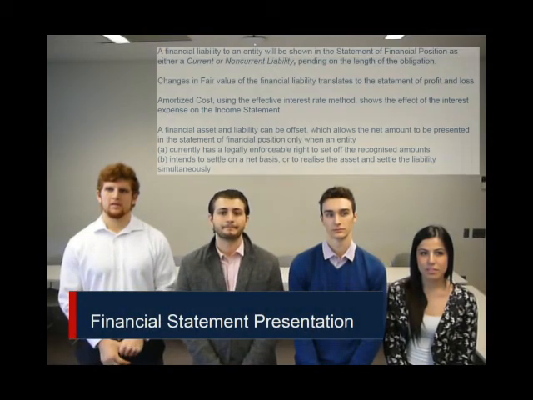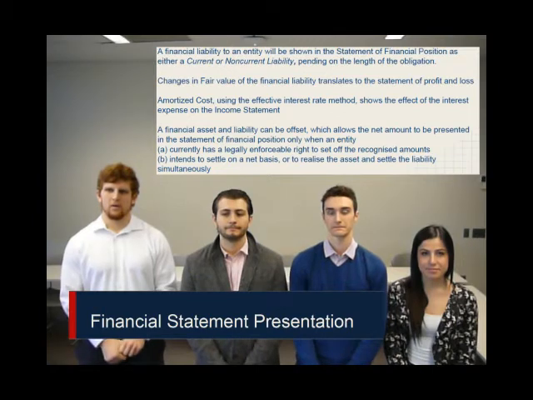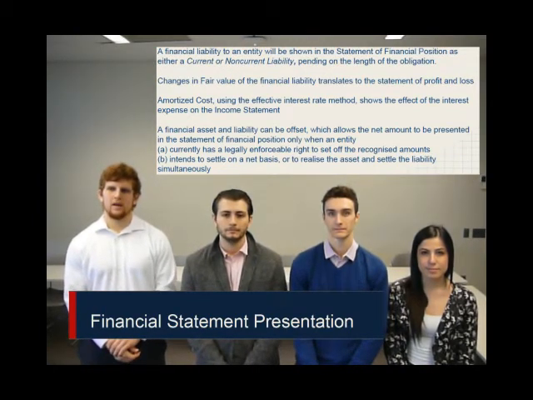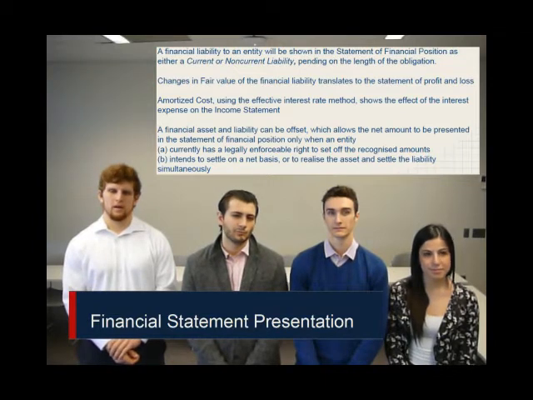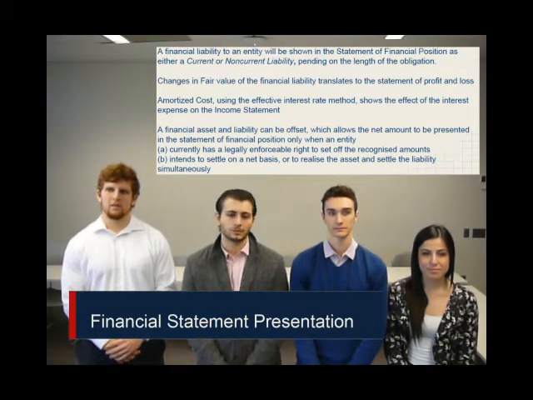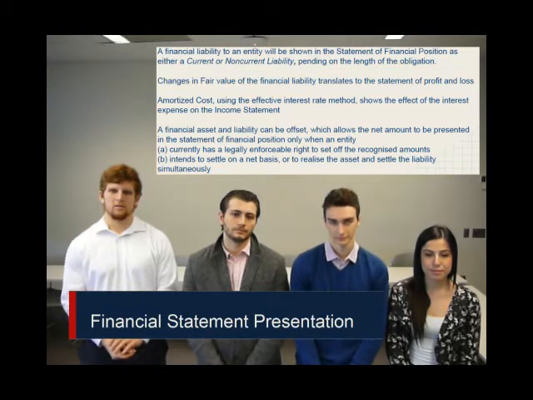And next, the financial statement presentation. A financial liability to an entity will be shown in the statement of financial position as either a current or non-current liability, depending on the length of the obligation. Changes in fair value of the financial liability translate to the statement of profit or loss. Amortized cost using the effective interest rate method shows the effect of the interest expense on the income statement.